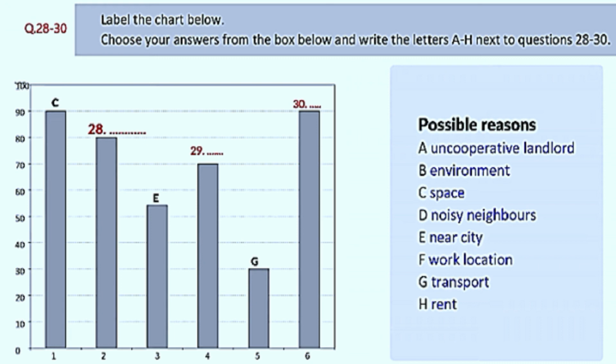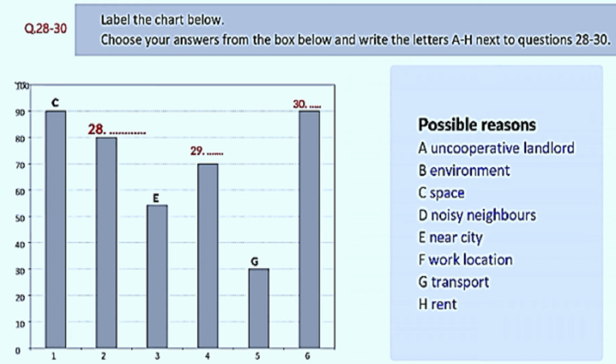In other words, the owner is not helpful, and so the tenants move out. Okay. Now, what about bar 5? Bar 5 is about those people who move because they need a bus or train to get them into the city or to go to work.